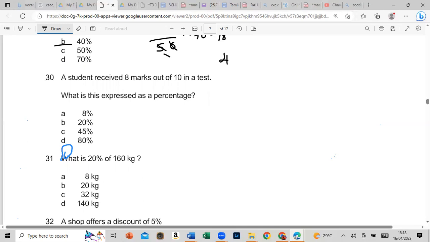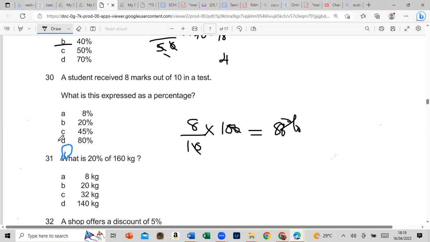A student received 8 marks out of 10 in a test. What is this expressed as a percentage? The answer is D, sir. Yeah, very good. Because if you had 80 out of 100, it would be 80%. It's just to break it down. Yeah, that's correct. 8 times 10 gives us 80%.